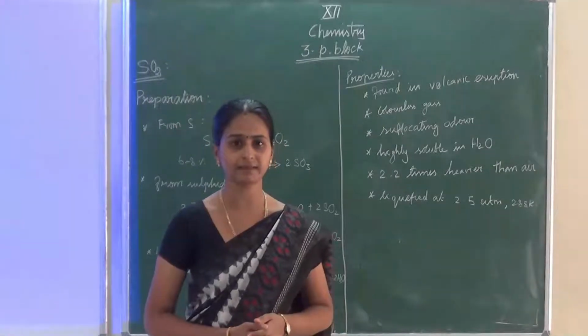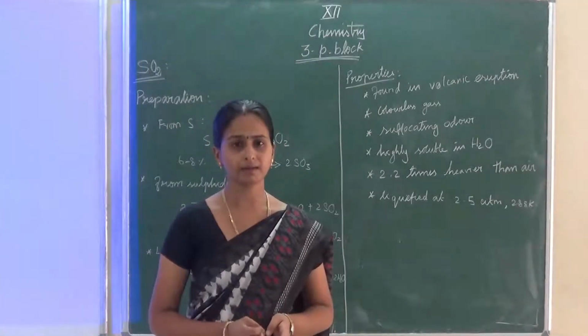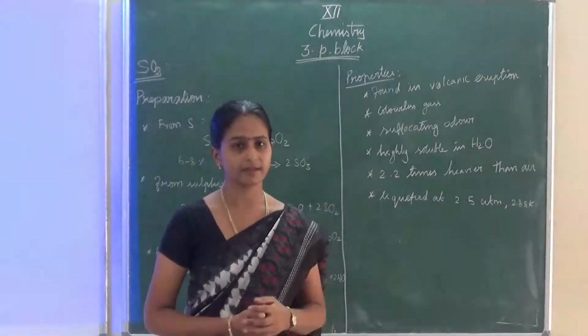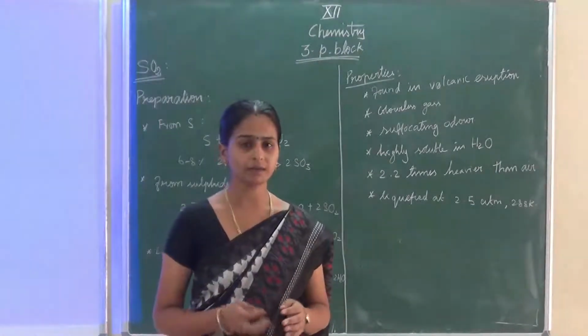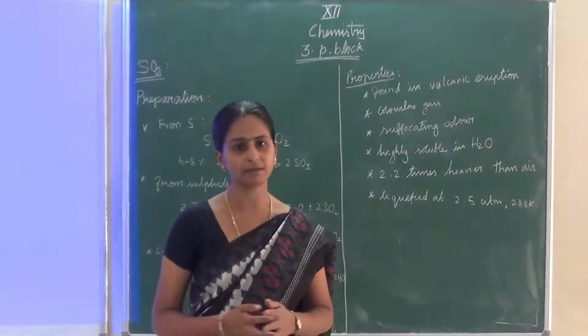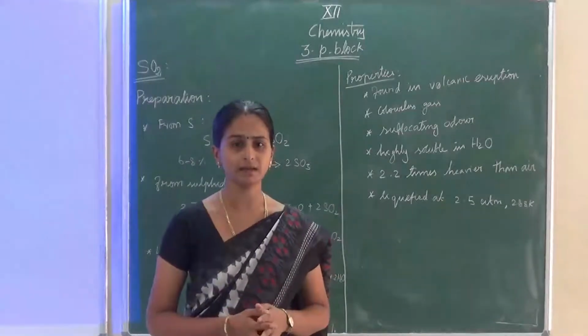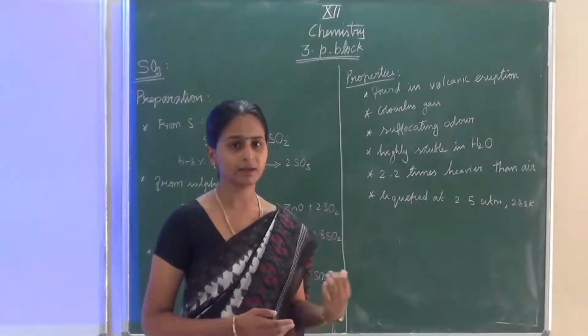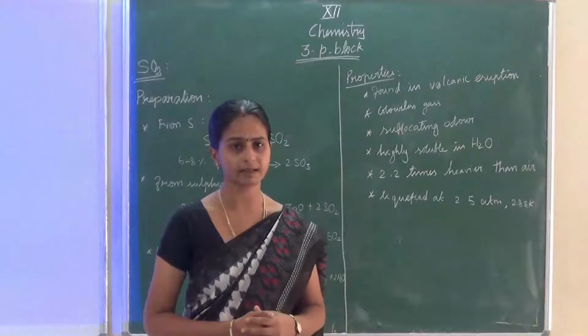In the last class we discussed sulfur, the allotropic forms of sulfur that are available, and we have seen the structure of sulfur dioxide. Now we are going to see the important compounds of sulfur. The main compounds are sulfur dioxide and sulfuric acid. In this part we are going to discuss sulfur dioxide.